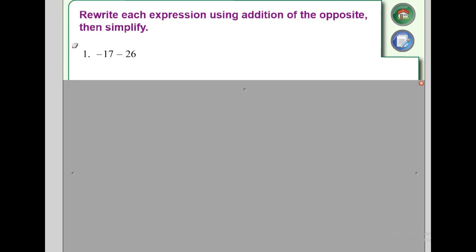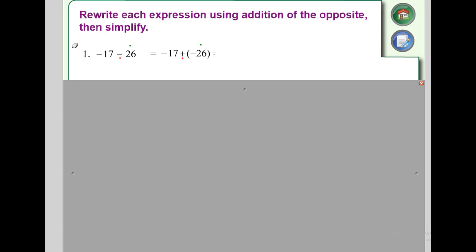Now, here in the beginning, just to get us started so you can see the steps behind it, we're going to rewrite each expression using addition of the opposite and then simplify. So let's look at problem number 1 here. We've got -17 minus 26. Well, let's rewrite that. We've got -17 plus -26. Do you see what happened? Yes, my minus sign became a plus, and then 26 became -26.